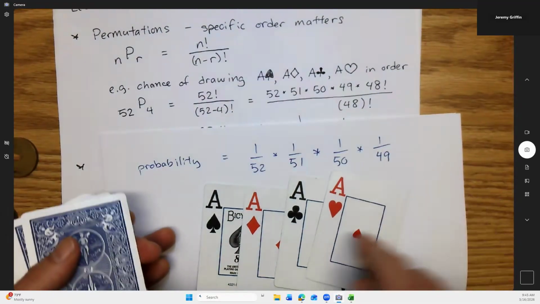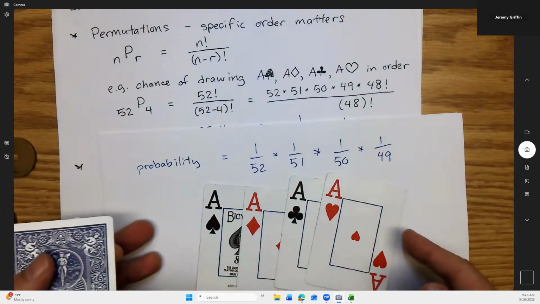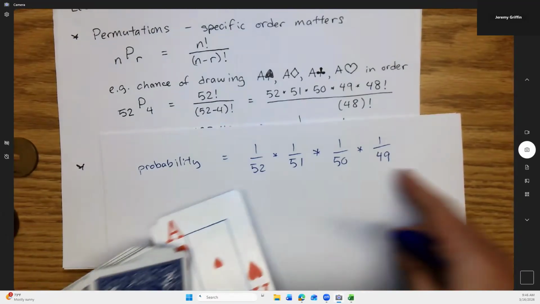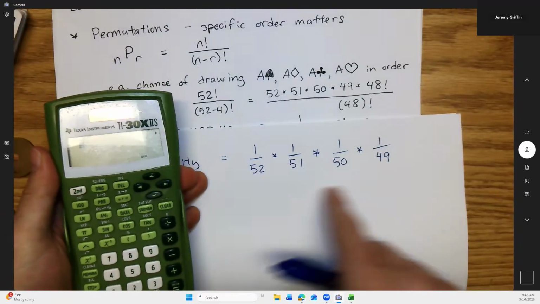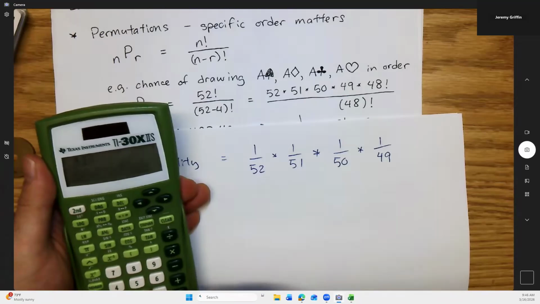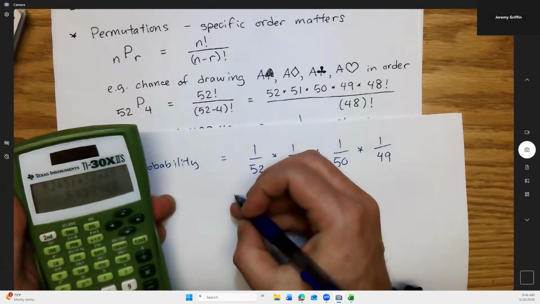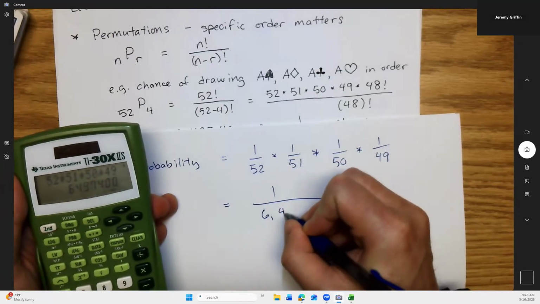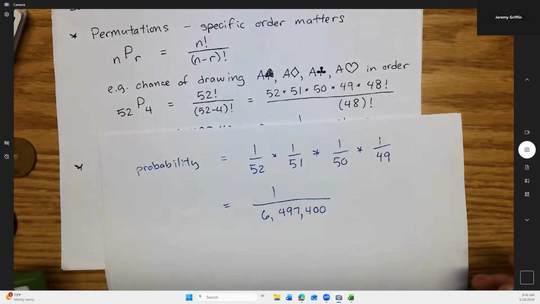Assuming the deck was shuffled and this was really random, what's the chance that that specifically happened in that particular order? Well, we can multiply this out on the calculator. I'm going to multiply the denominators: 52, 51, 50, 49. So the probability is 1 out of 6,497,400. So a very small probability.